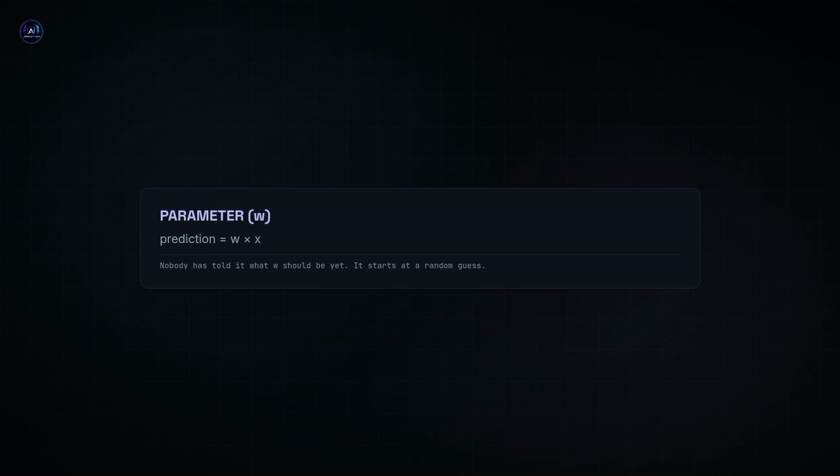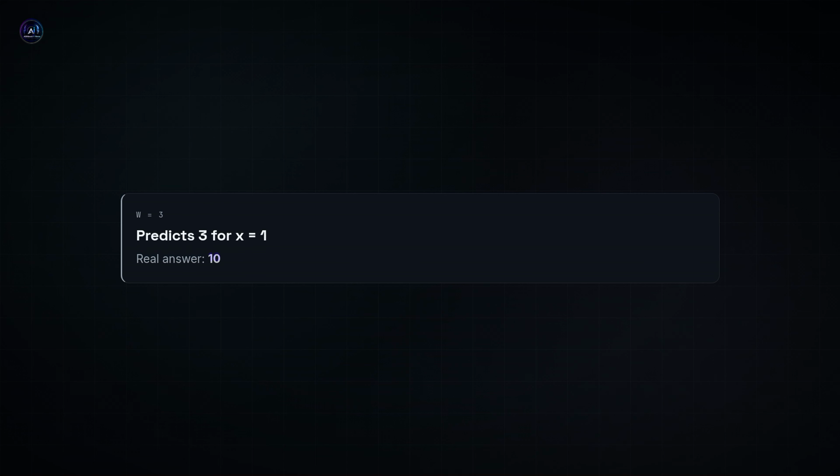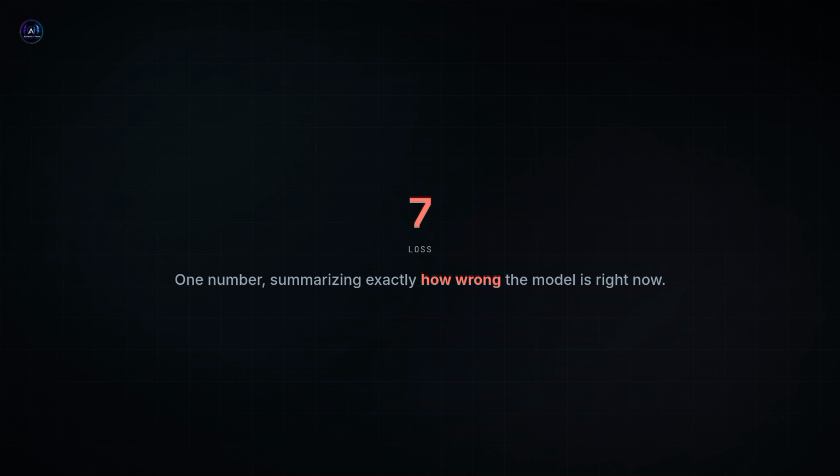Right now, nobody has told it what w should be, so it starts at a random guess. Say w starts at 3. 3 times x equals 1, so the model predicts 3. The real answer, from our data, is 10. That gap, the distance between the prediction and the real answer, has a name too. It's called the loss. Right now, the loss is 7. One number, summarizing exactly how wrong the model is.